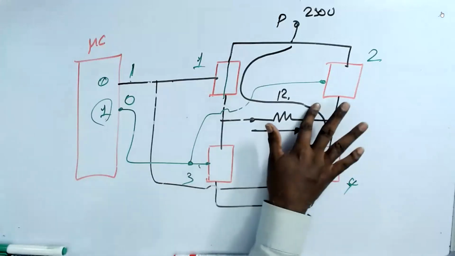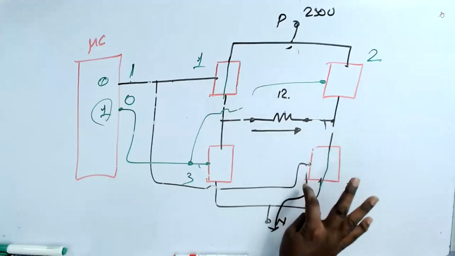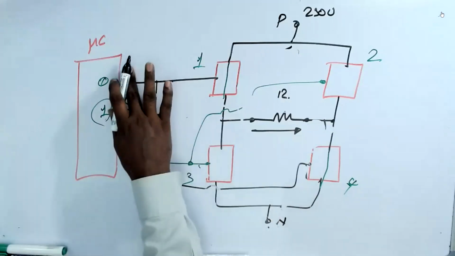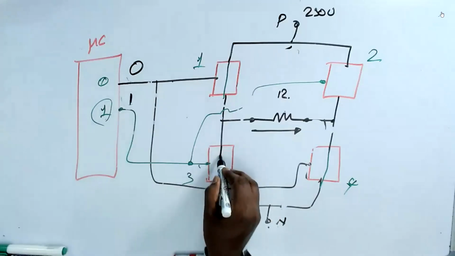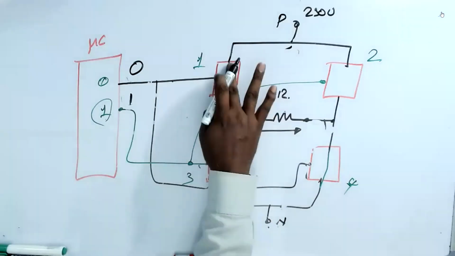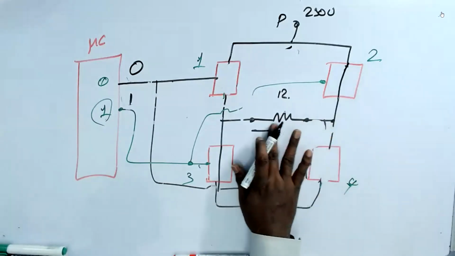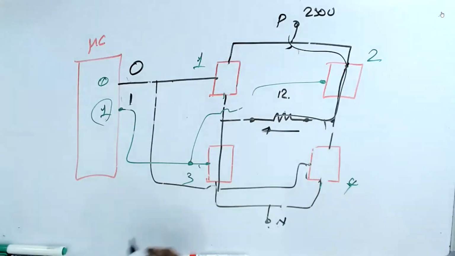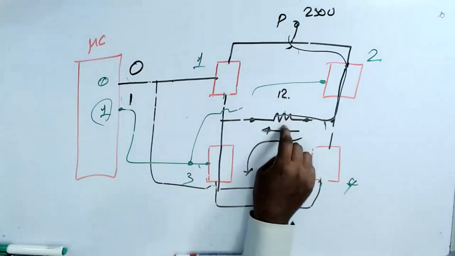Now, instead of this, I make this one as 0 and this one as a 1. So this will be on, this will be off. And this will be off, this will be on. Now, the current will flow through this, like this way. So I'm changing the direction of current.